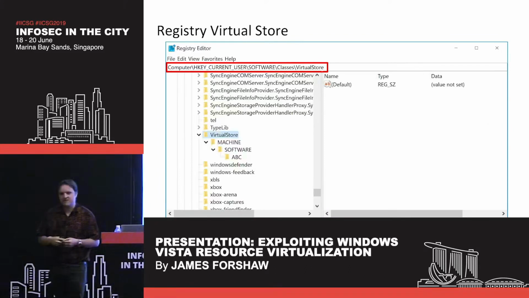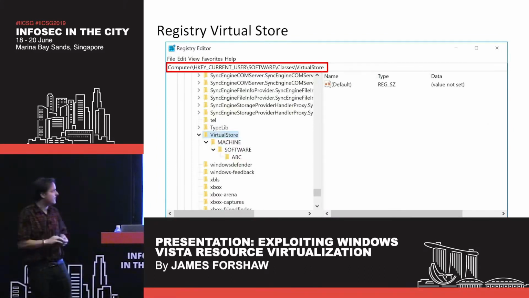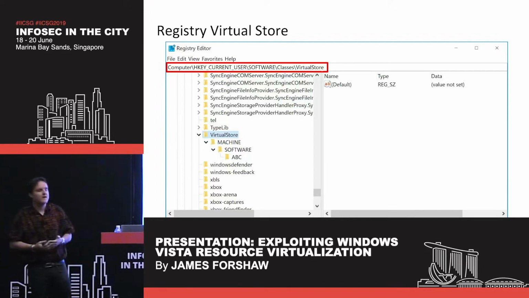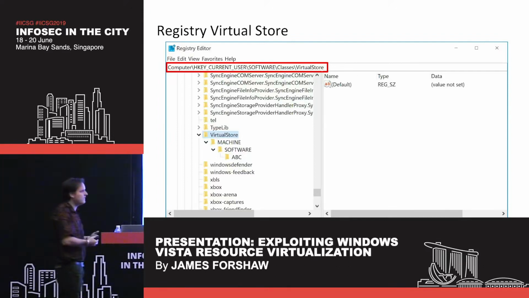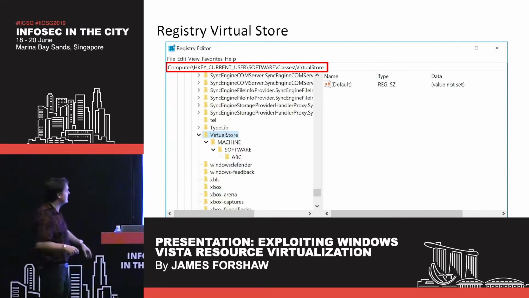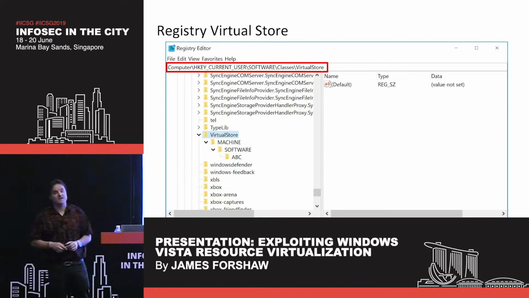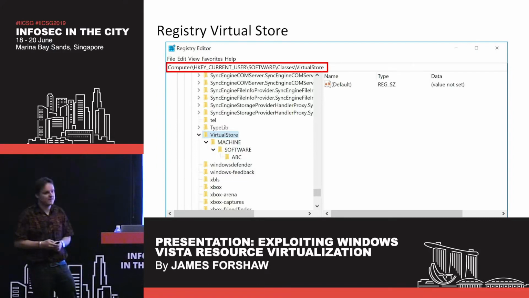Both file and registry virtualization have the concept of a virtual store, and this is basically a location inside the user's own registry hive, which the normal user can write to, which is used to store the virtualized registry data. In this particular case, we see on the left that there is this virtual store key, and under that key are numerous other keys which are indicative of things which have been virtualized automatically.